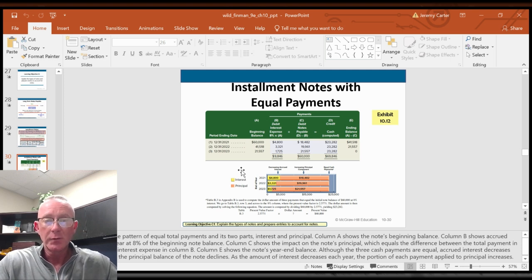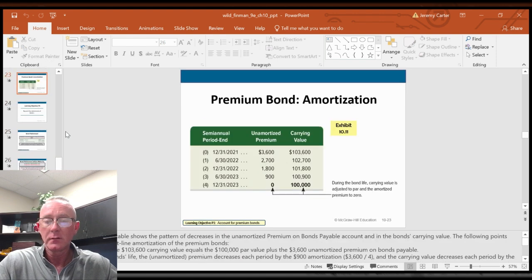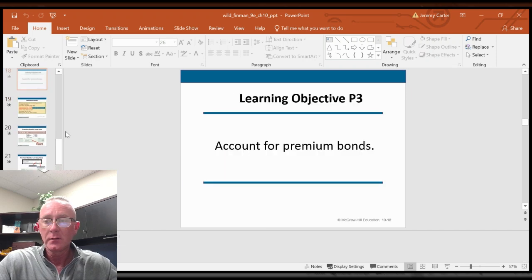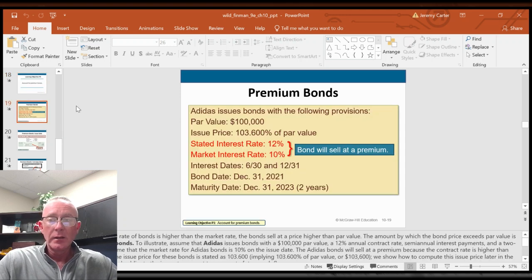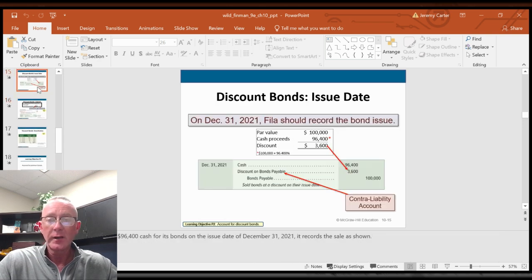Okay, so when we make these journal entries on your homework and on your test, this cash that I'm paying to them does not change. And work through these problems, and look at this again as we start working through the scenario.